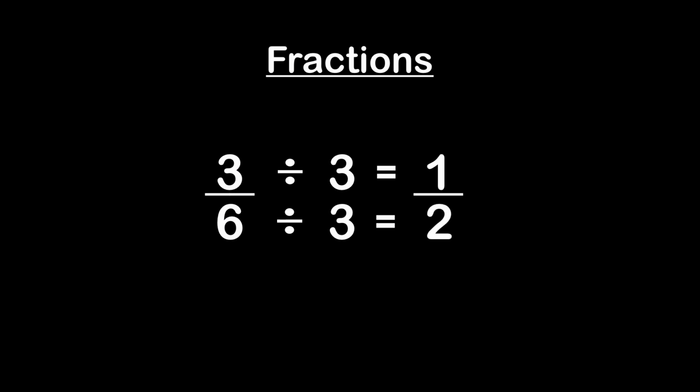And the way we simplify it is by simply dividing the top by the same number as we divide the bottom. So let's divide the top by 3 and the bottom by 3. So 3 divided by 3 is 1. And 6 divided by 3 is 2. Great. And here we can see that 3/6 is in fact the same as 1/2 when we reduce the fraction to its simplest form.